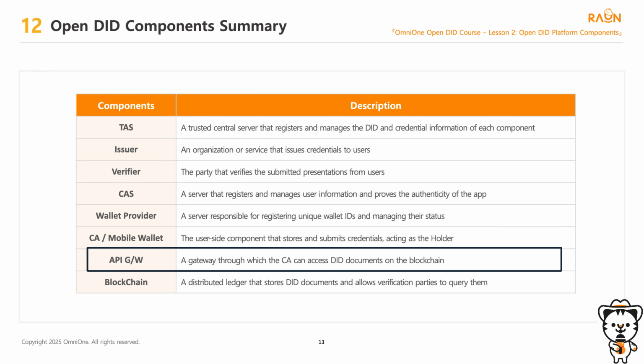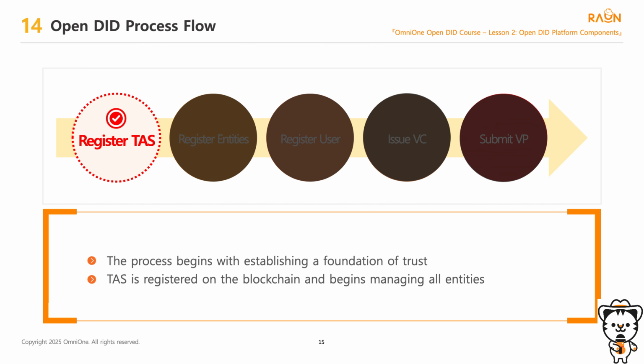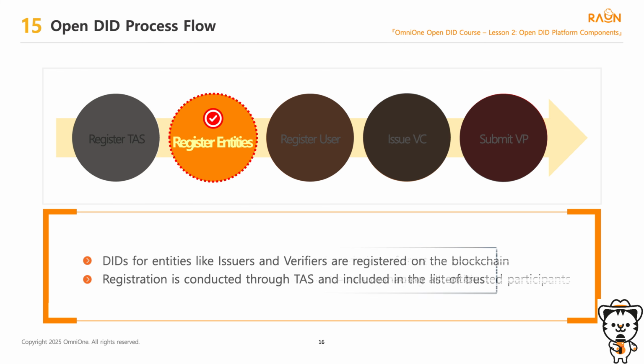Now, let's take a look at how the overall OpenDID process works. It's made up of 5 key steps. First, registering the TAS. Then registering participating entities, followed by registering users, issuing credentials, and finally, submitting those credentials. Let's walk through each step in more detail. First, registering the TAS. This is the very first step in the OpenDID ecosystem. It lays the foundation of trust. Registering the TAS on the blockchain means establishing the trust anchor at the core. Once registered, the TAS is ready to manage all entities within the ecosystem.